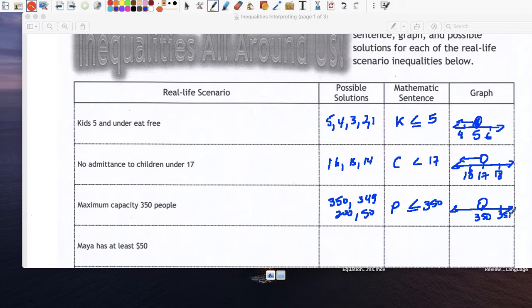And in this case, can I have 351? No. Can I have 350? Yes. So I shade. Can I have 349? Yes. Can I have 348? Yes. So I point it this way.